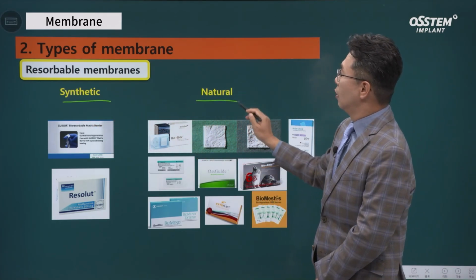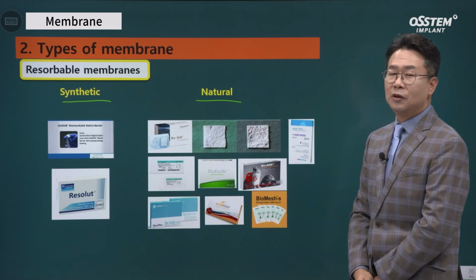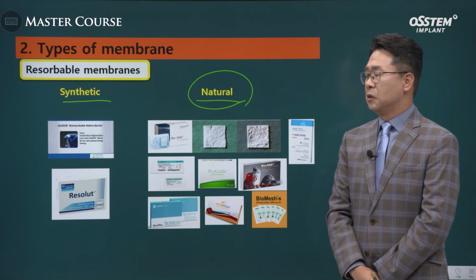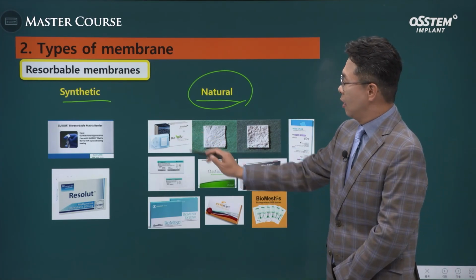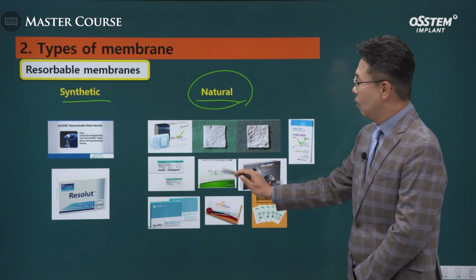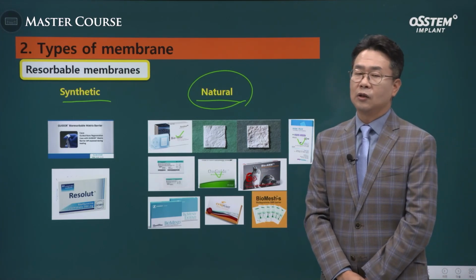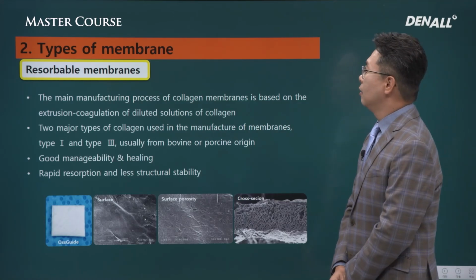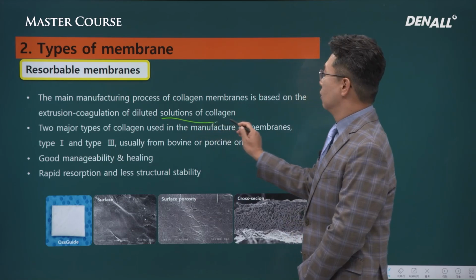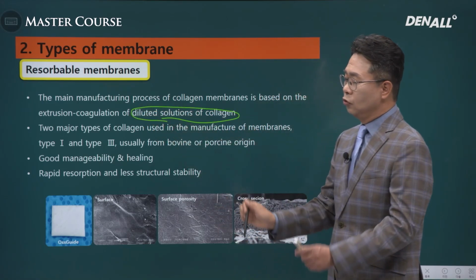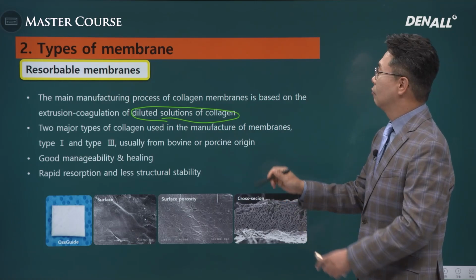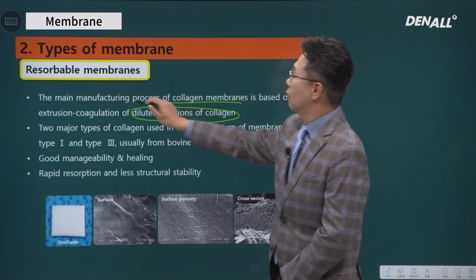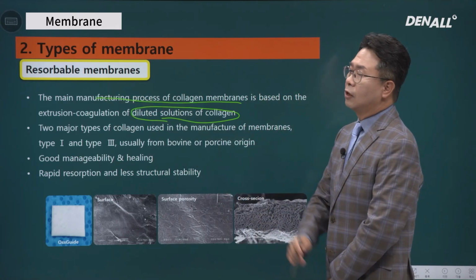Resorbable membrane can be divided into synthetic and natural membranes, and as you can see, there are many more natural options available. I'm sure you're familiar with some of the labels here. These are all natural products. Let's look at how these are made. This is based on the extrusion and coagulation of diluted solutions of collagen. Through a manufacturing process, these products are made.